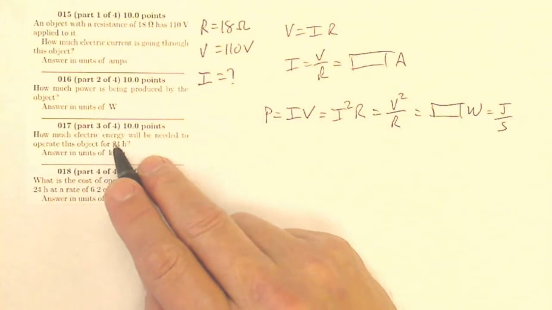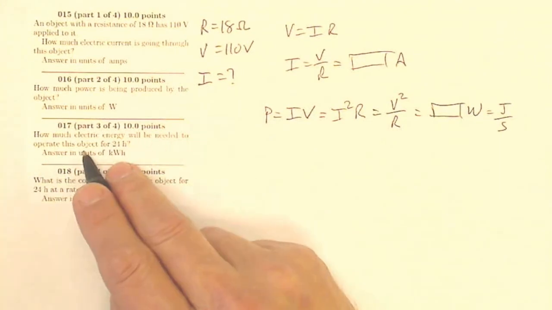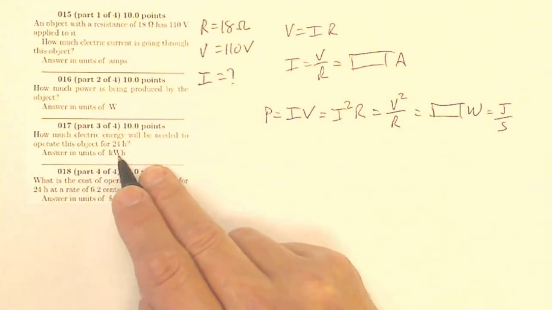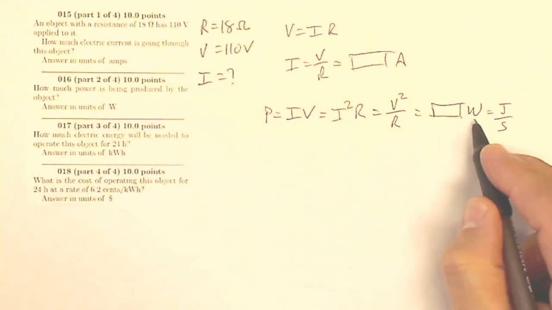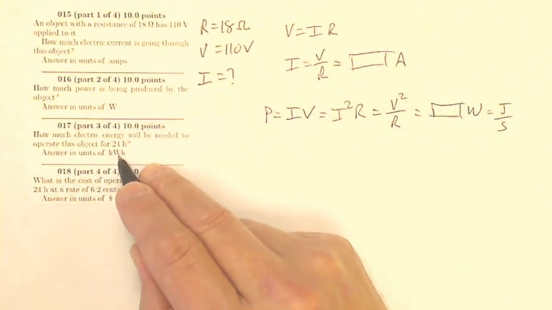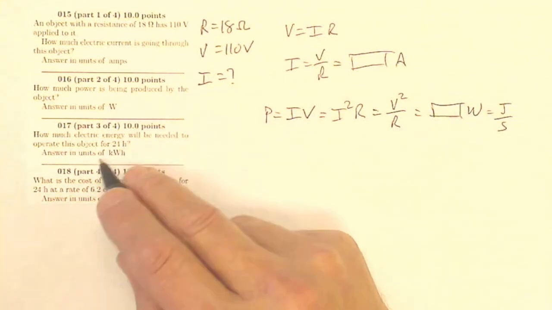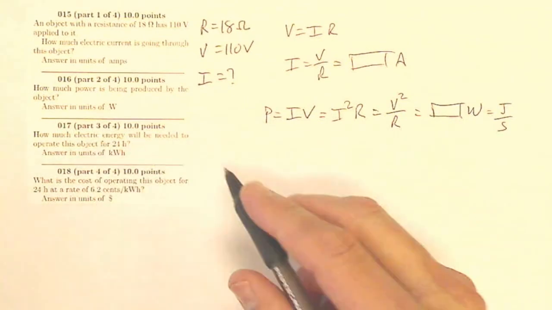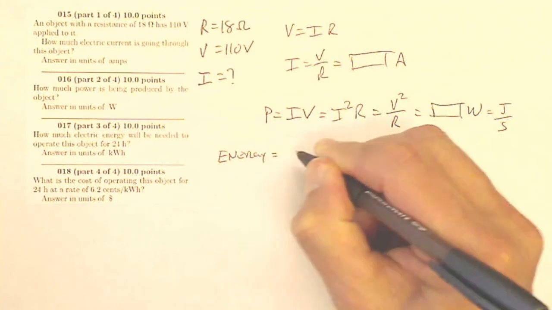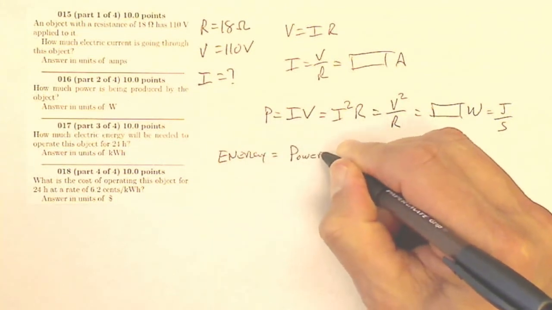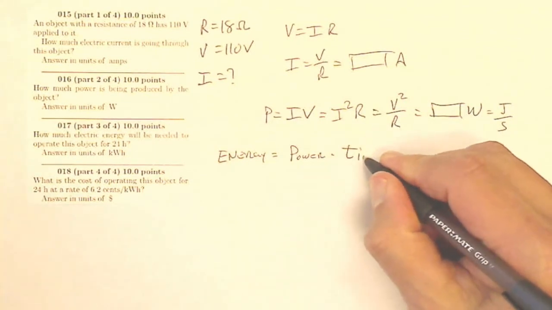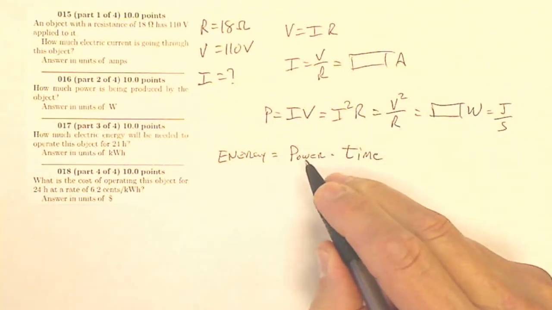Now, how much electric energy will be needed to operate this object for 24 hours? Answer in units of kilowatt hours. So this is so many watts. What I want is thousands of watts times how many hours. I'm looking for energy, and I know that energy is power times time. I want my power to be in kilowatts.